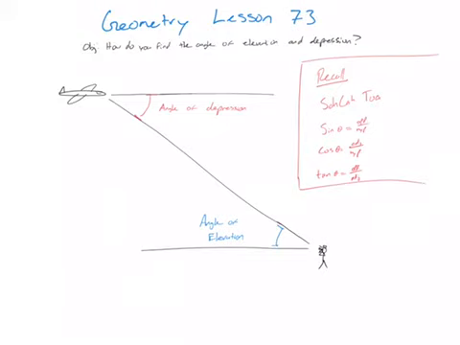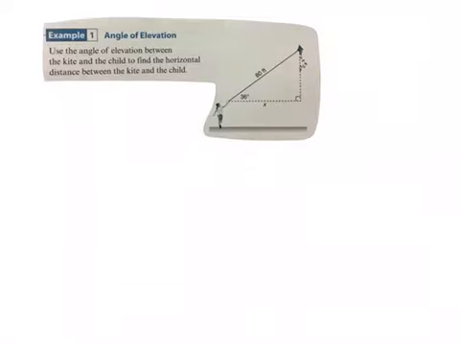Also remember SOHCAHTOA, your sine, cosine, and tangent of side lengths, which we already studied, because you need to remember those as we go through this lesson.